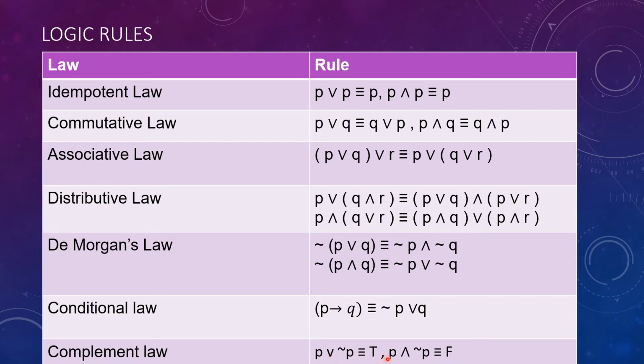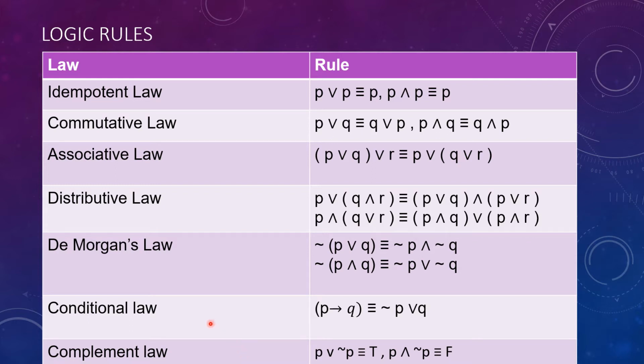At the same time, P and negation P will always be false, because if P is true, negation P is false. If P is false, negation P is true. That is, at the same time, one of them has to be false. So in AND combination, if any one is false, the answer is false. So these two laws are called complement law.